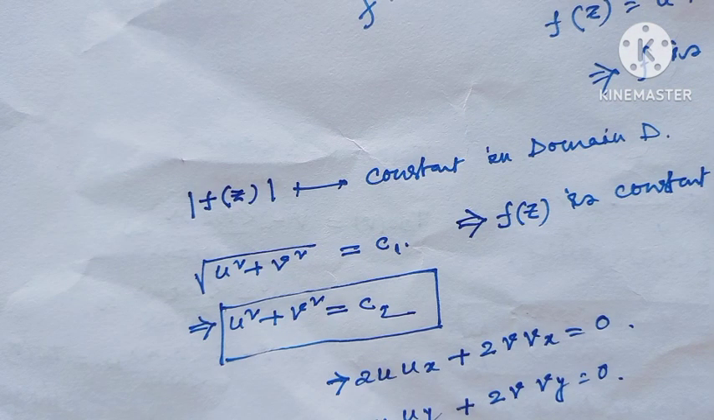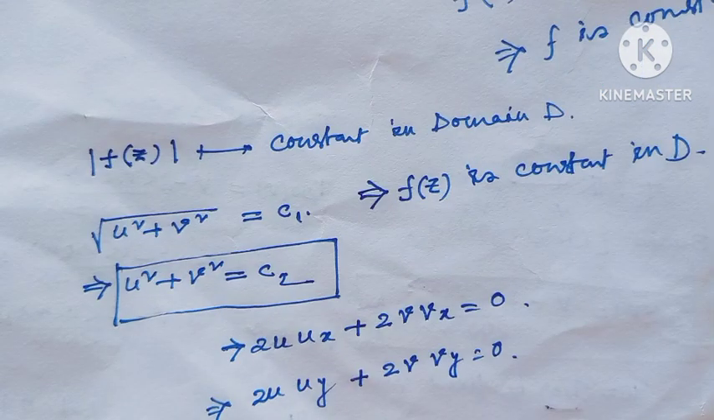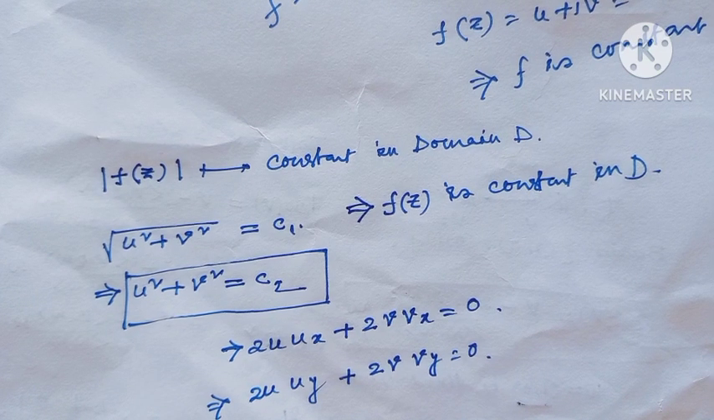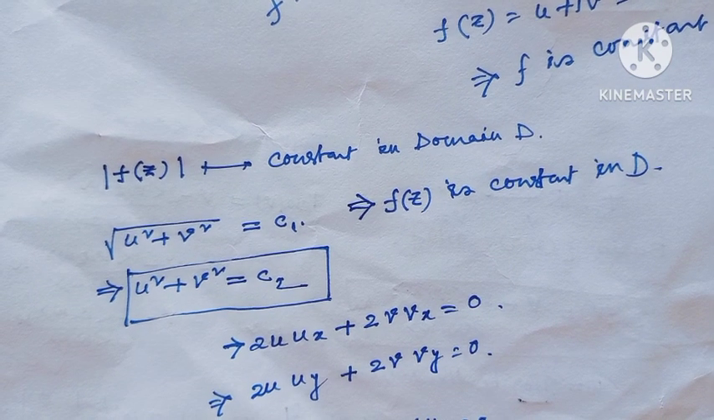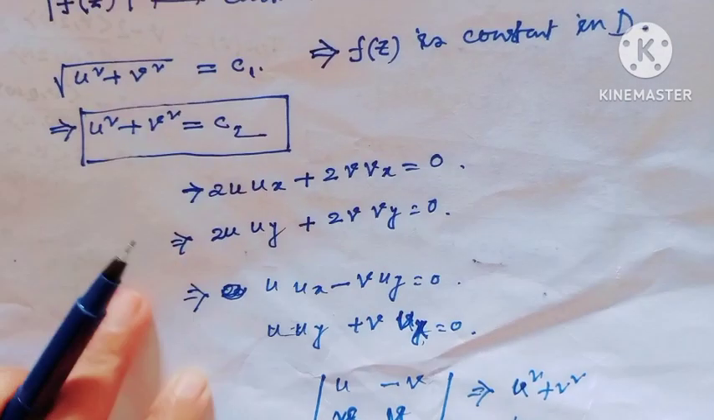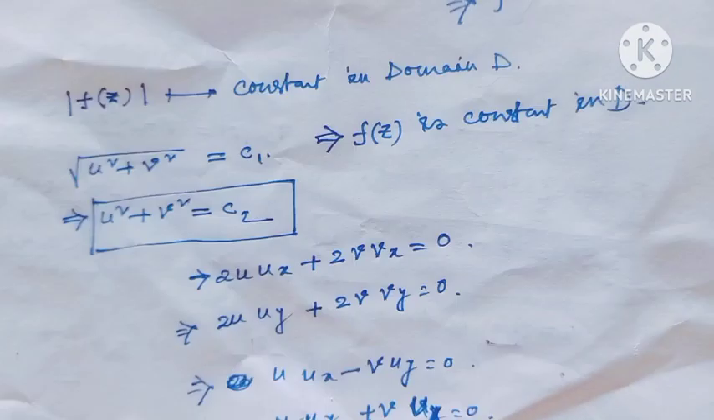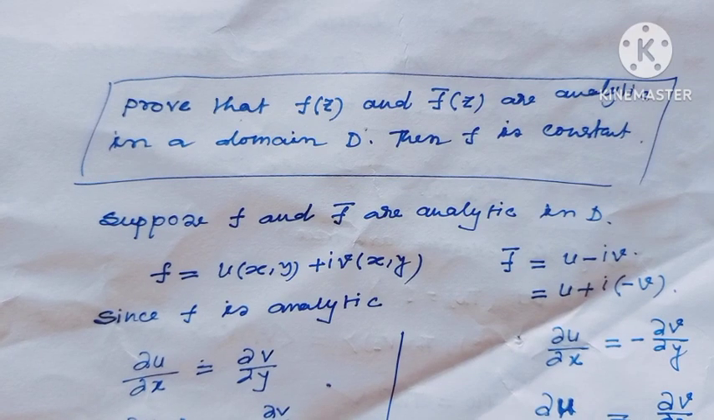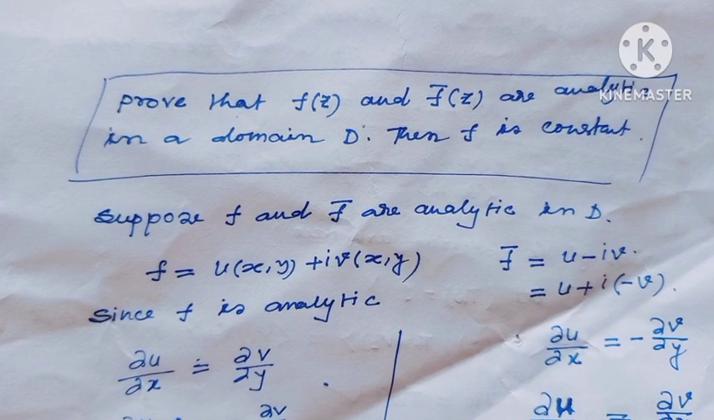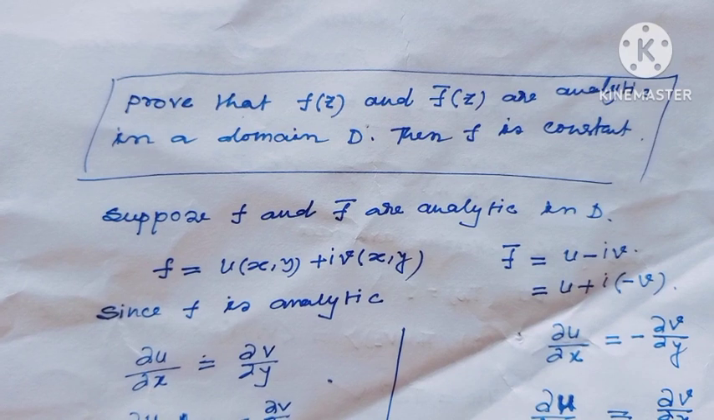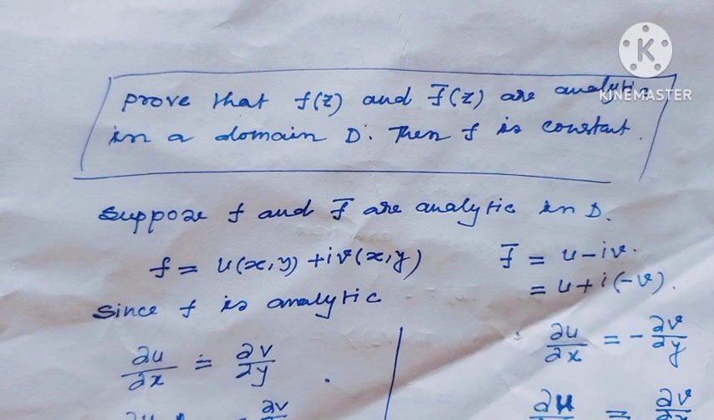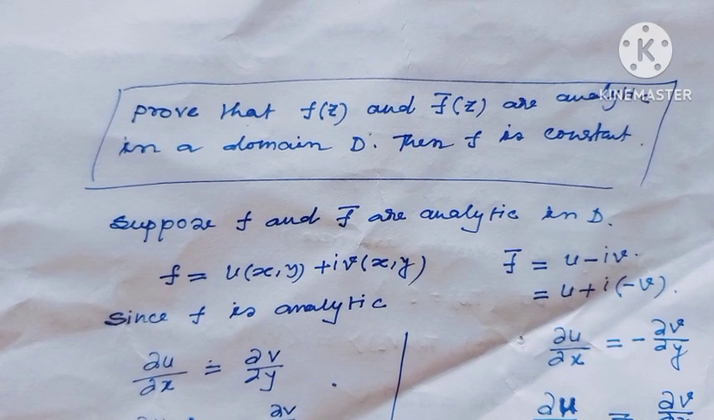Well, therefore, if mod f z is constant in the domain D, that implies f z is constant in the domain D. I hope all my viewers have understood the proof. Okay. Well, next exercise of CR equation is, if f and f bar both analytic in a domain D, then that implies the function f is constant.